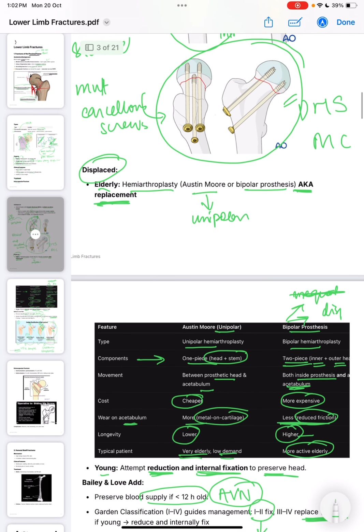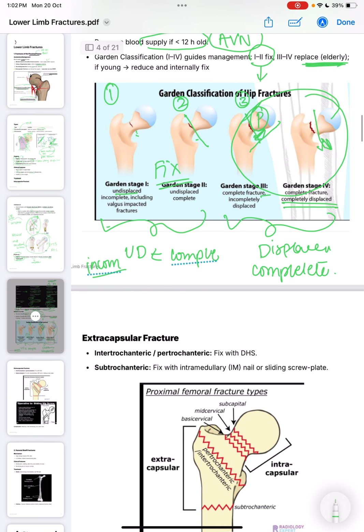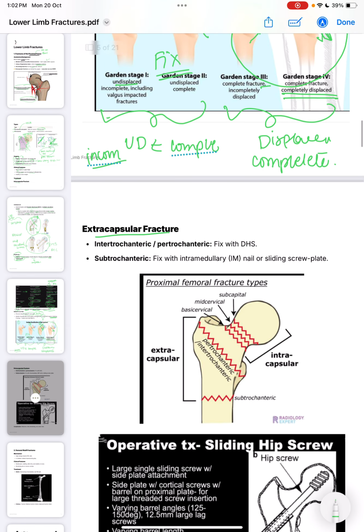तो मैंने क्या कहा था, डिस्प्लेस में हम रिप्लेसमेंट करेंगे एल्डरली में. यंग में हम क्या करेंगे, ओपन reduction, internal fixation. ठीक है, so this is just the intracapsular fractures. Now let's look at the extracapsular fractures. इसमें मैंने कहा था intertrochanteric, जिसको pertrochanteric भी कहते हैं, and subtrochanteric.